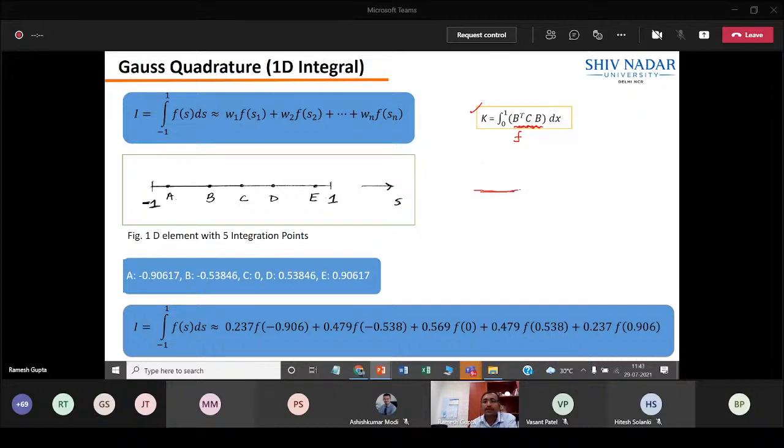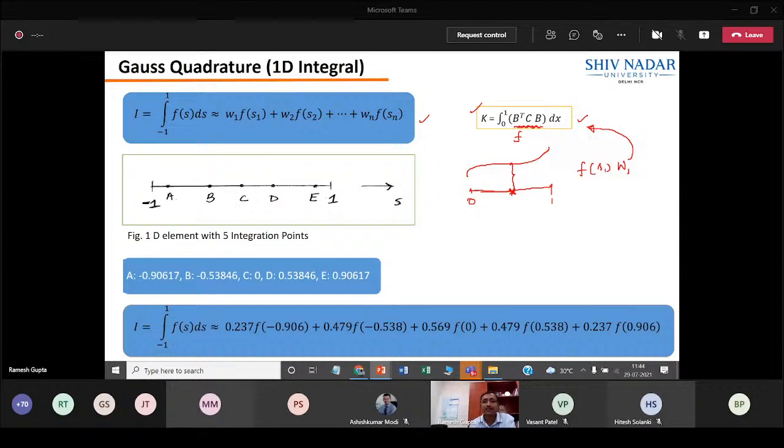domain 0 to 1, and I want to integrate over this domain. Let's say my function f is going like this, or my stiffness is varying like this. Now I want to find the integral from 0 to 1 of B transpose C B. Instead of definite integration, I will go for a numerical scheme, where I will evaluate the function, this stiffness, at certain points. Let's say only 1 point, and I will multiply with a certain weight. The function is evaluated at 1 point, designated as S1. Within this domain 0 to 1, I am taking 1 point and multiplying with a certain weight, let's say W1. So if you do this, it is equal to finding the definite integration.